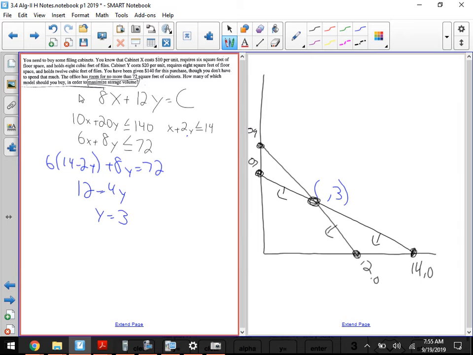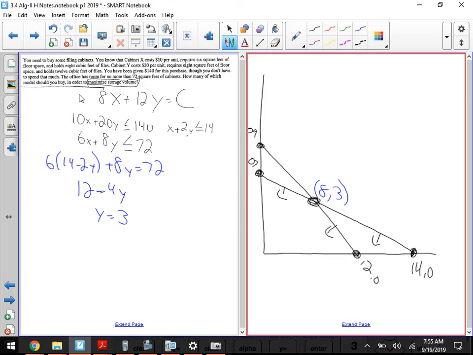2 times 3 is 6. 14 subtract 6 gives you 8. And then that gives you your boundary to test. You get (8, 0), (0, 7), and so on. First one will be 84. Next one is 64, and 36 is 100. And the last one is 96. So 8 and 3 it is. You need 8 of cabinet X and 3 of cabinet Y.